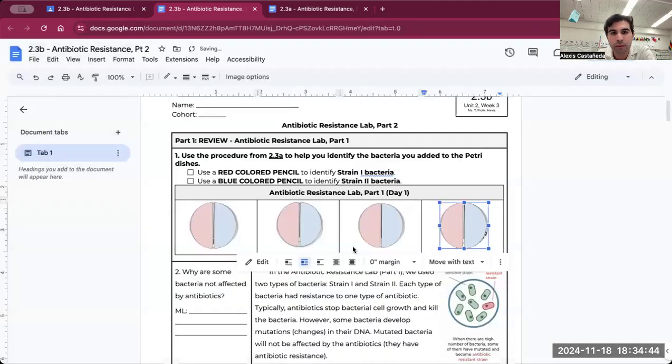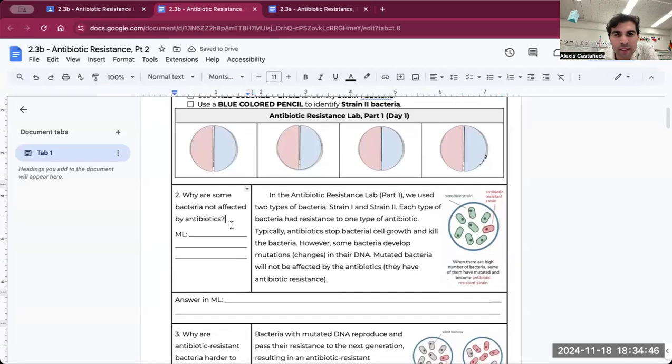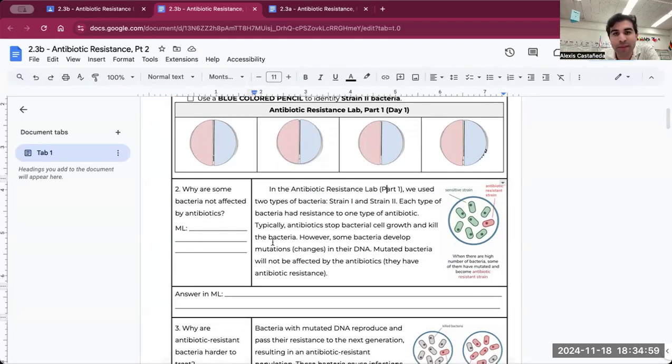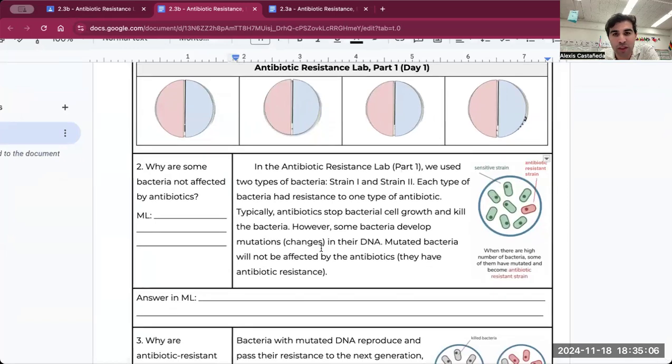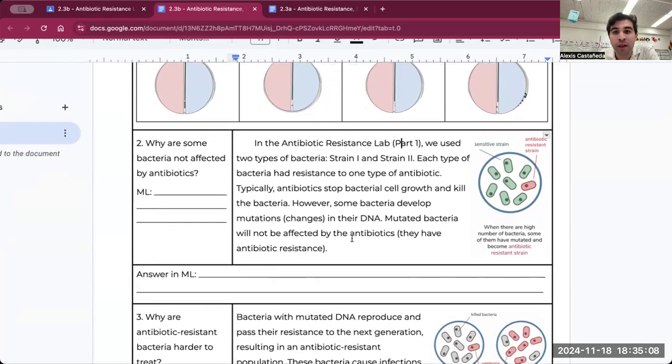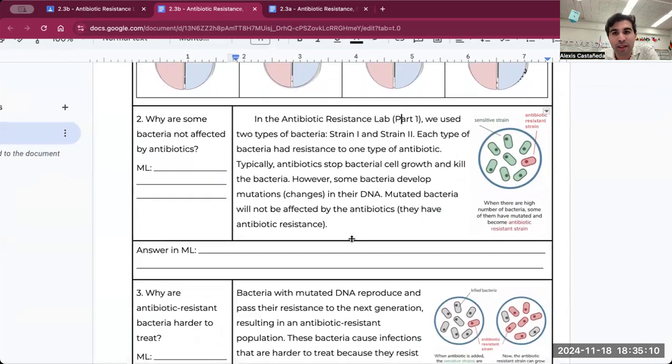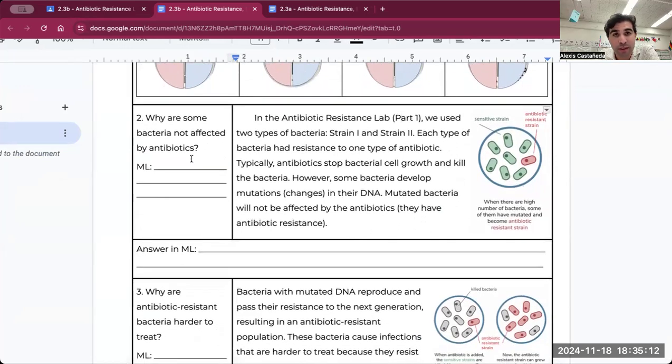Cool. So here it says, why are some bacteria not affected by antibiotics? In the antibiotic resistance lab, part 1, we used 2 types of bacteria, strain 1 and strain 2. Each type of bacteria had resistance to one type of antibiotic. Typically, antibiotics stop bacterial cell growth and kill the bacteria. However, some bacteria develop mutations, changes, in their DNA. Mutated bacteria will not be affected by the antibiotics. They have antibiotic resistance.